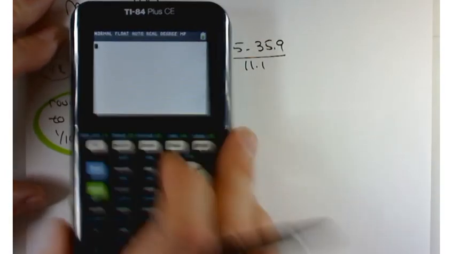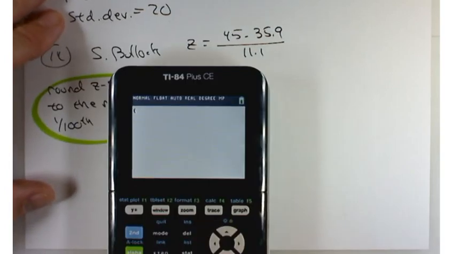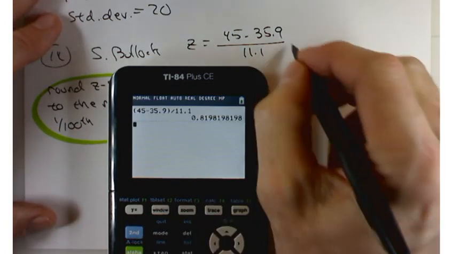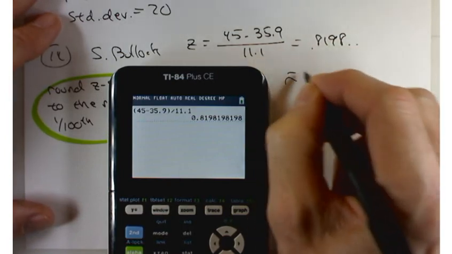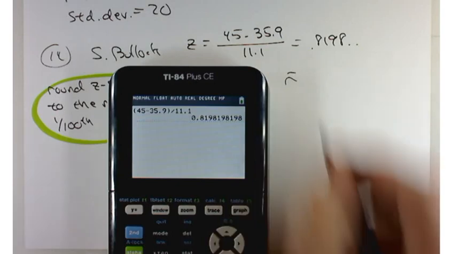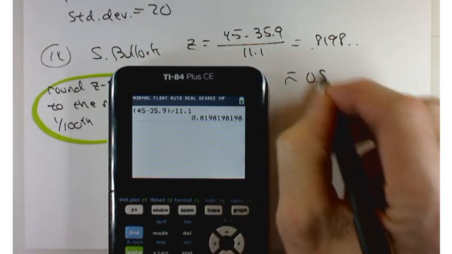I think we can do this one without Google Sheets. Parentheses 45 minus 35.9 divided by 11.1. So 0.8198, etc. But when we round that to 2 decimal places, it's going to be 0.82.